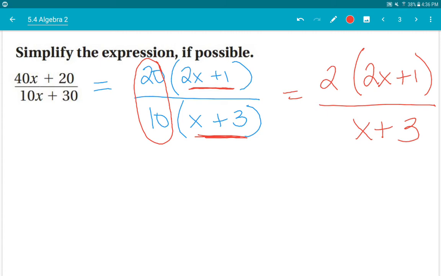So the only thing we were able to do in simplifying this fraction was factor out those GCFs, and those GCFs were able to simplify for us. So notice that this eventually simplified to this fraction here. Okay, and again, as long as nothing else can simplify, then that's pretty much your final answer.